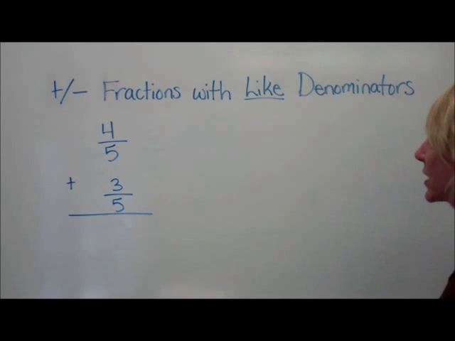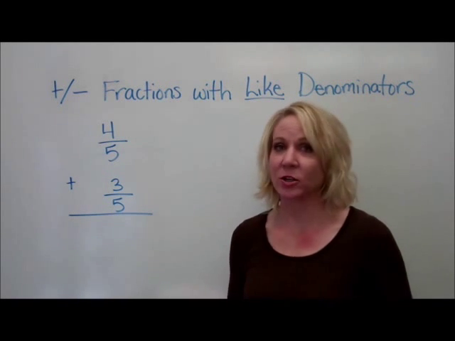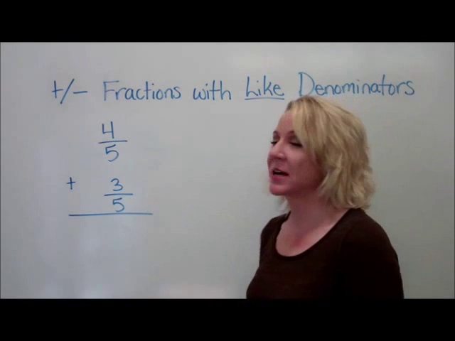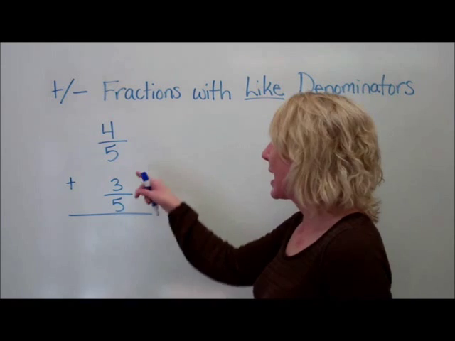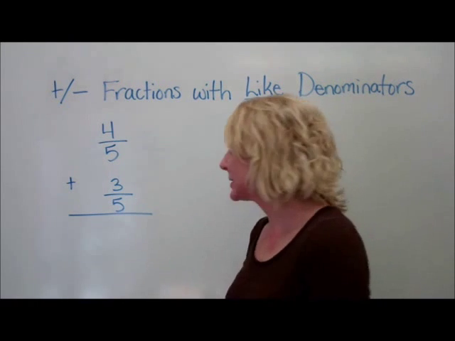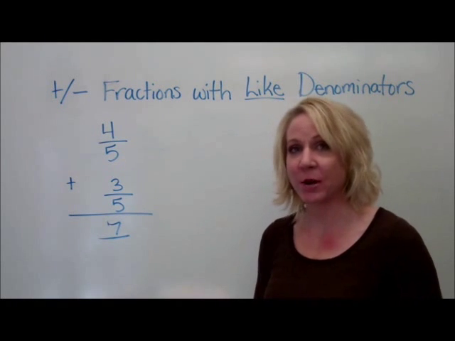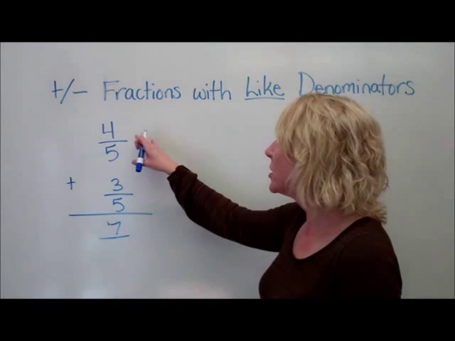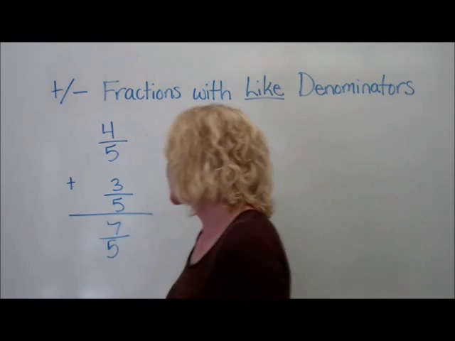When we add or subtract fractions with like denominators, there's a certain type of answer that we also need to consider. So for example, these two fractions have a common denominator, a like denominator of 5. So what you do is you add the numerators. 4 plus 3 is 7. And then you keep the shared denominator. The denominator of your two addends is 5, so the denominator of your answer is also 5.